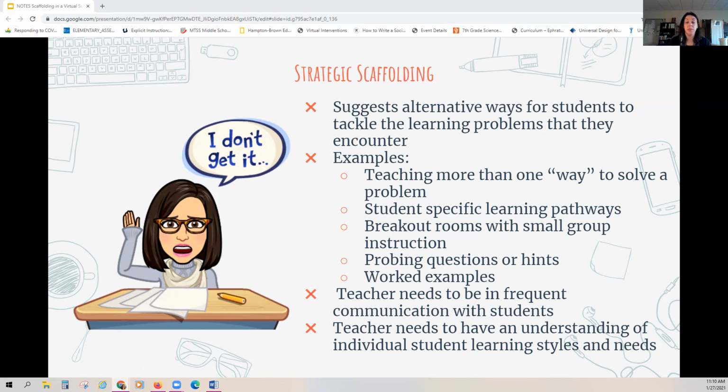Guiding questions and examples are also examples. You as the teacher, you need to be aware of your students' learning styles as well as preferences, in addition to having that frequent and meaningful communication with your students so you know exactly where they're at in their learning process.